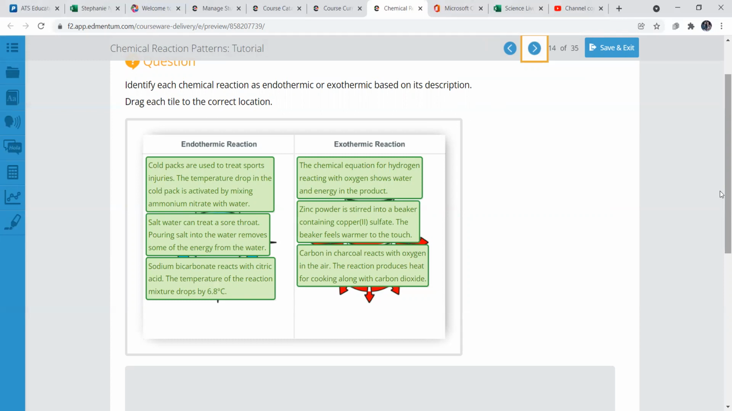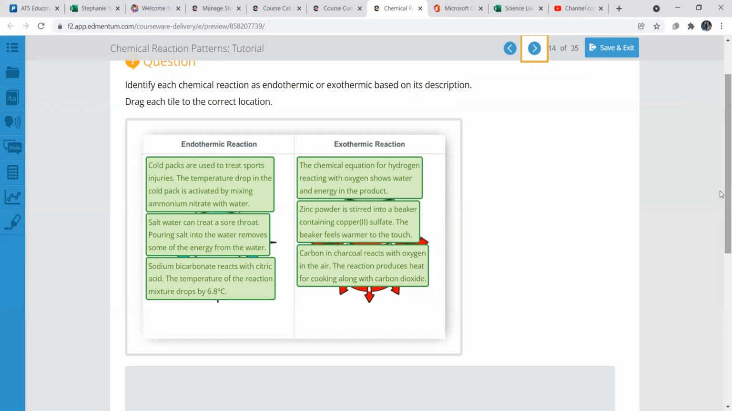They're pretty interesting. Salt water can be used to treat a sore throat. Pouring salt into the water removes some of the energy from the water. So salt water usually can help your throat feel better. It kind of gives it a coating if you're drinking salt water, and makes it less sore. Sodium bicarbonate reacts with the citric acid. The temperature of the reaction mixture drops by 6.8 degrees Celsius.